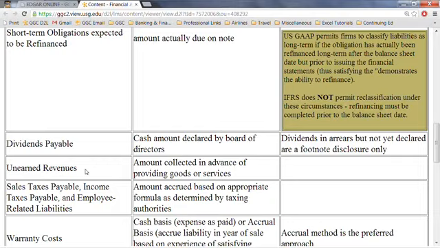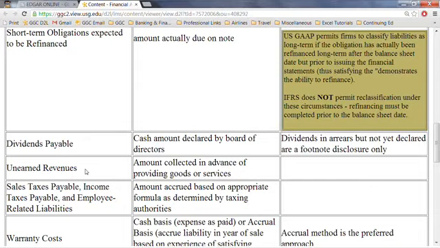And even though we use the word revenue, it is not revenue on an income statement. It is a liability on the balance sheet. Unearned revenues would typically be classified as current liability as well. Normally, we're not going to be collecting cash more than 1 year in advance of the expectation of providing the goods or services.